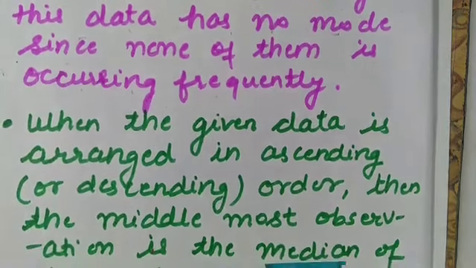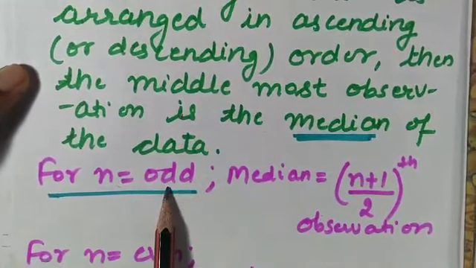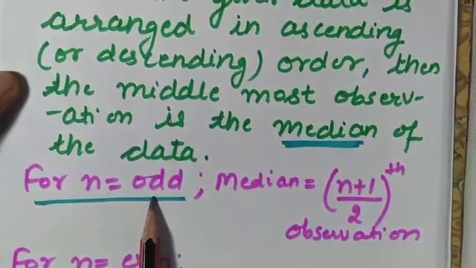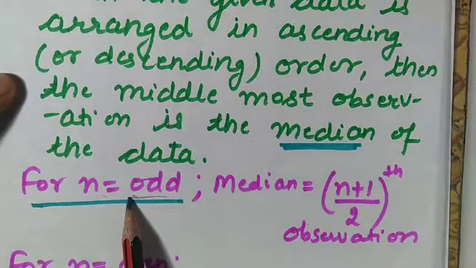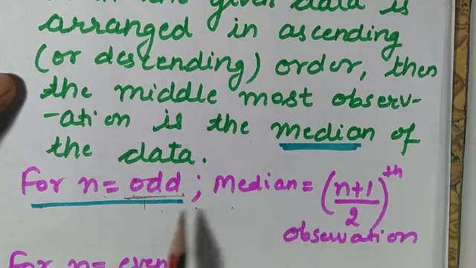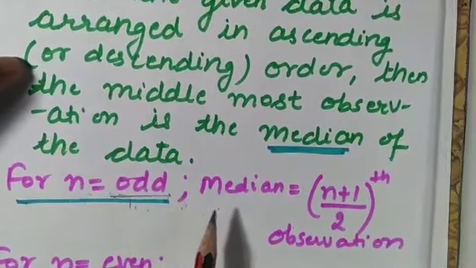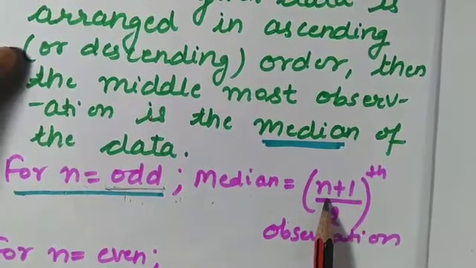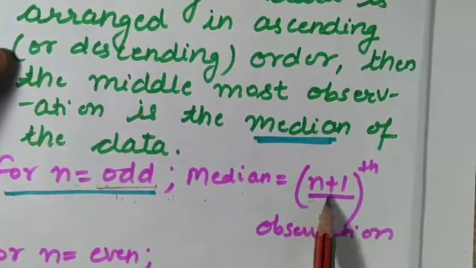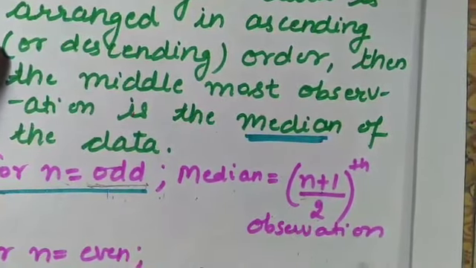We have learned about two cases in median. First one, when the number of observations is odd. Odd numbers are the numbers which are not divisible by 2: 1, 3, 5, 7 and so on. So when the number of observations is odd, how will you calculate the median? That is given by the formula: the (n plus 1) by 2-th observation. This will give you the median.